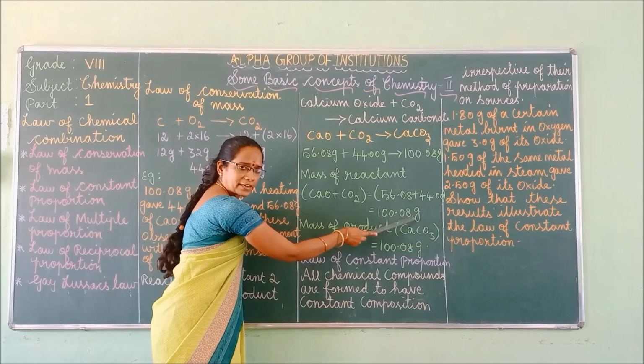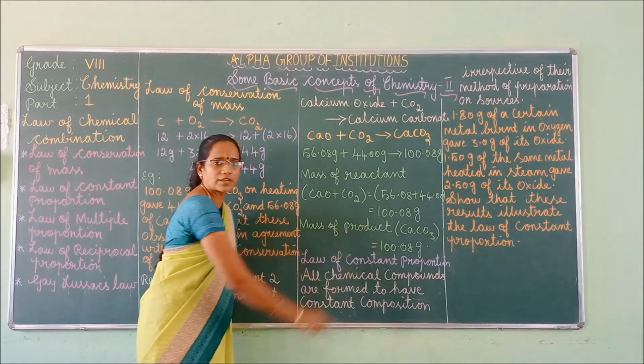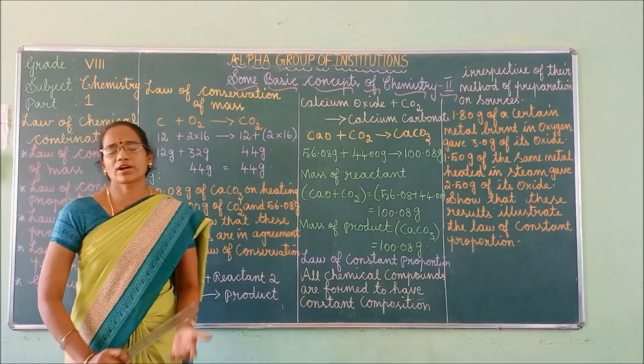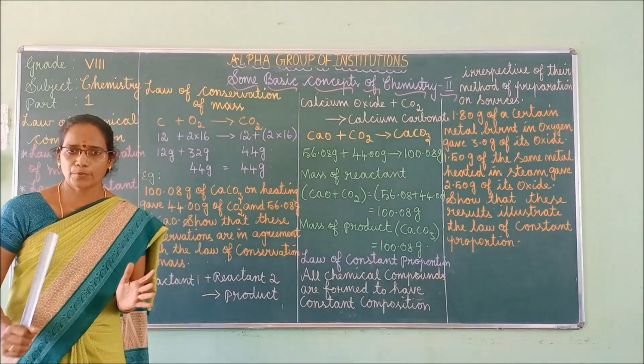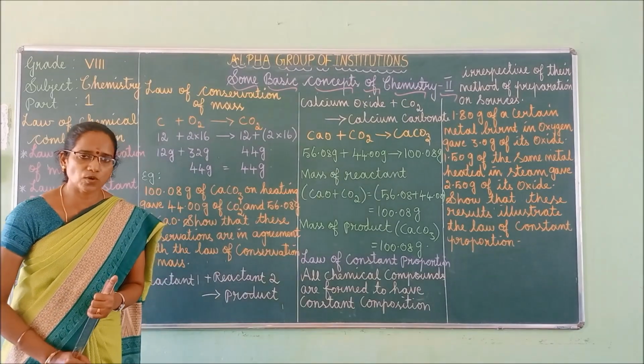This is the reactant value, this is the product value. Both the values are equal. Hence, law of conservation of mass proved. Got it, children? Understood? Right? Shall we move to the next one?